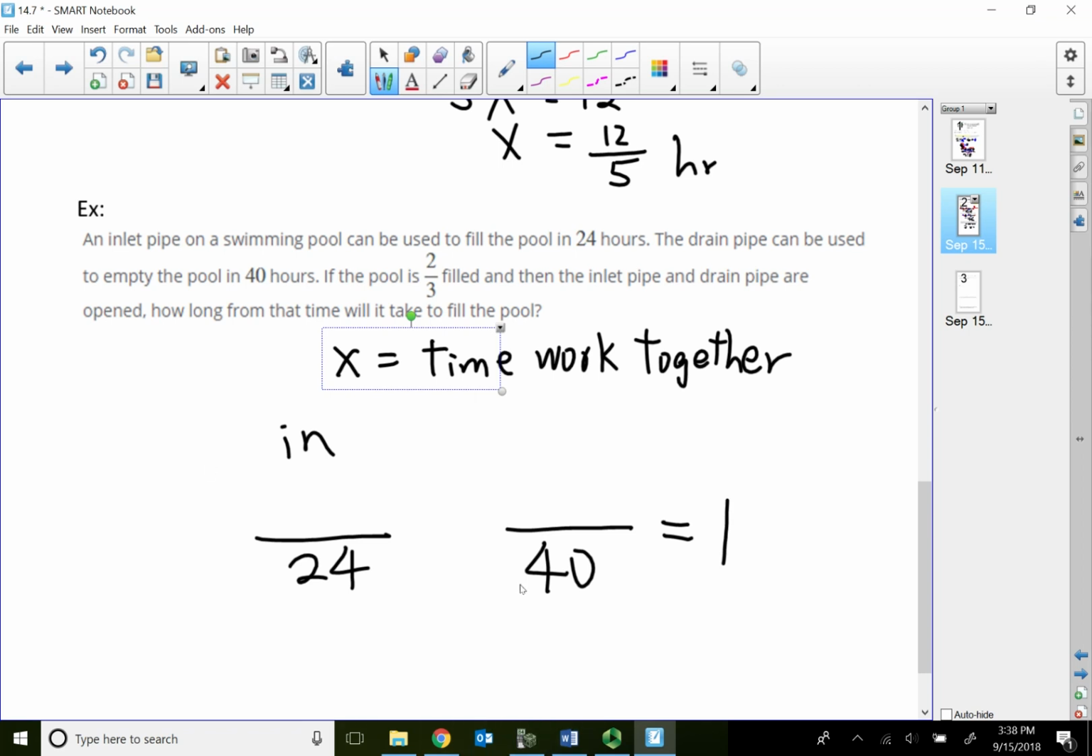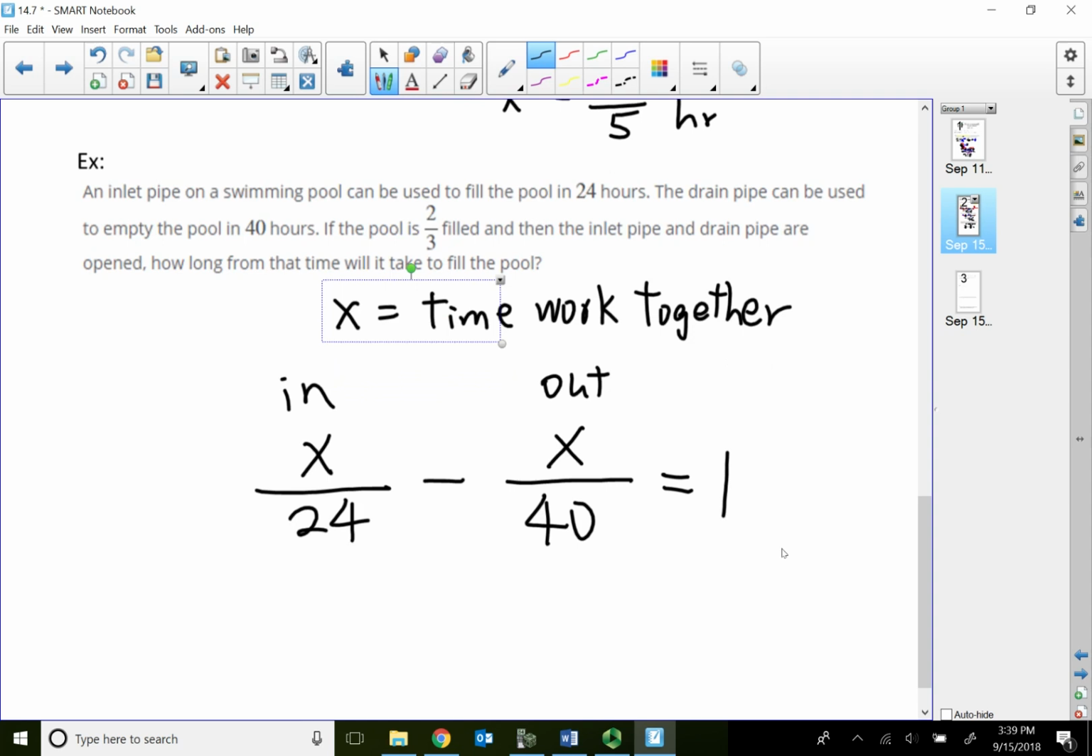All right, but this time we're not adding. We're actually working against each other. All right, so water coming in and then water going out. So here we have to subtract, because we're working against each other. So let's say the time working together is x. x out of 24 hours coming in, working alone, minus x, the time working together, divided by the time draining alone, together equal to 1 job.